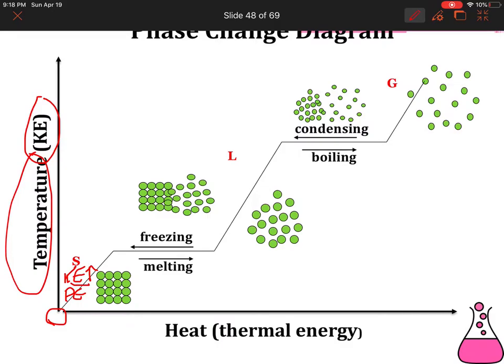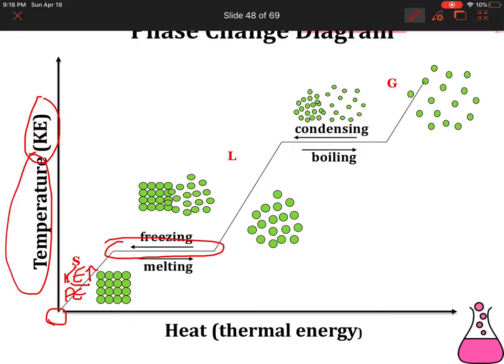Then when I get to a certain temperature, you'll notice I end up with this flat line right here. This flat line represents a phase change. During a phase change, no temperature change happens. You'll see that here, that's why it's flat. You know that, say, water will freeze or melt at 0 degrees Celsius. The sample of water stays at that 0 degrees Celsius until the whole substance is melted, no matter how much heat energy I add. So that's why it's a flat line here.